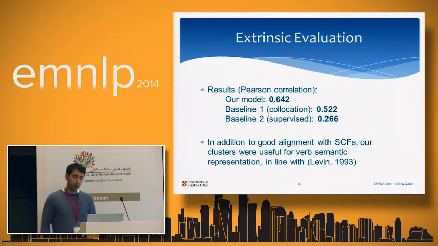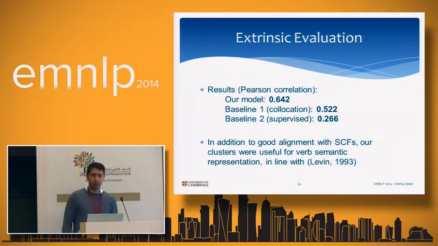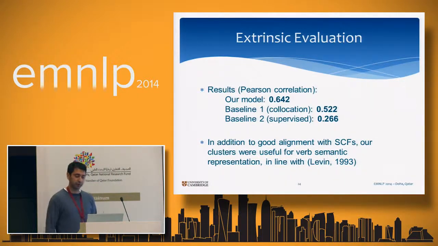So our results show that our model beats both baselines by a substantial margin. One thing to note here is the second baseline supervised model is especially low. And I think the reason for this is domain variation: going from the Wall Street Journal trained parser to our domain specific verbs tend to take a performance hit. So that explains why our second baseline is so low. But even then, our unsupervised model does particularly well against both of them. So in addition to good alignment with SCFs, we also show that these clusters are useful for verb semantic representation as well, as predicted in earlier works.